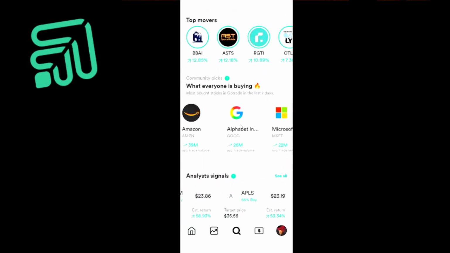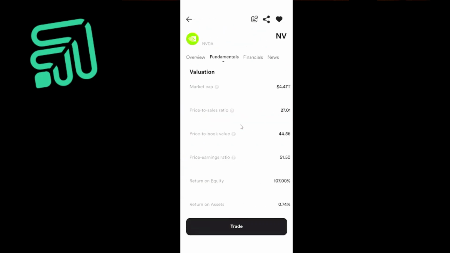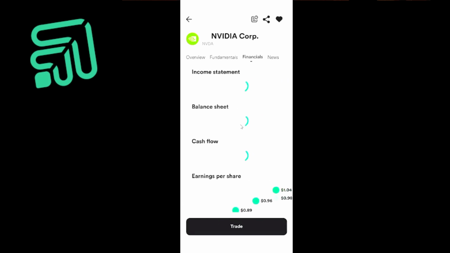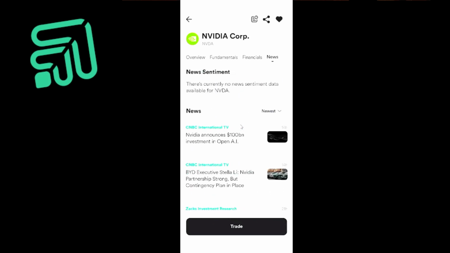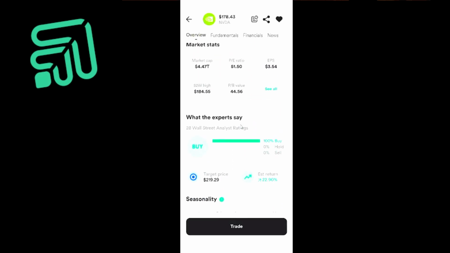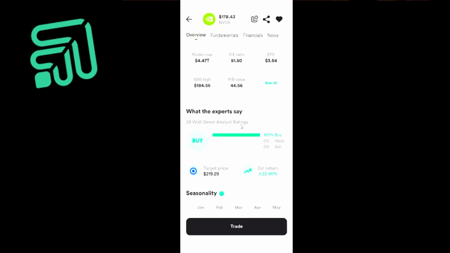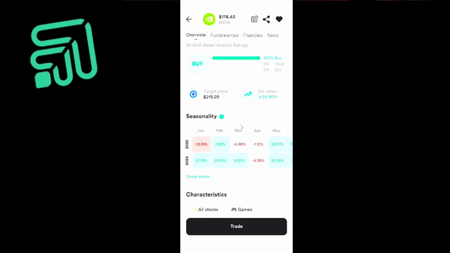You could also do that here. Let's say you choose NVIDIA. You could check the fundamentals of NVIDIA, financials, and then news about NVIDIA. Then you go back to overview and scroll down. You can see some market stats, what experts are saying. It's a buy, estimated return 22%.